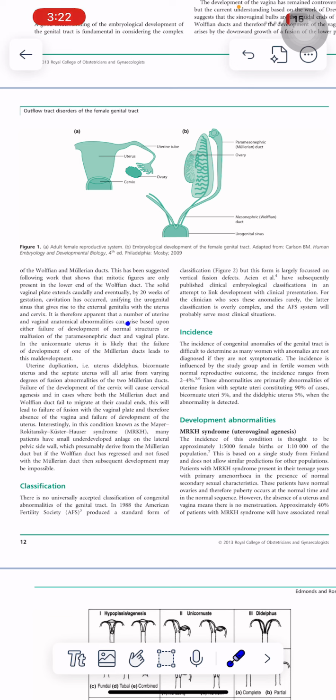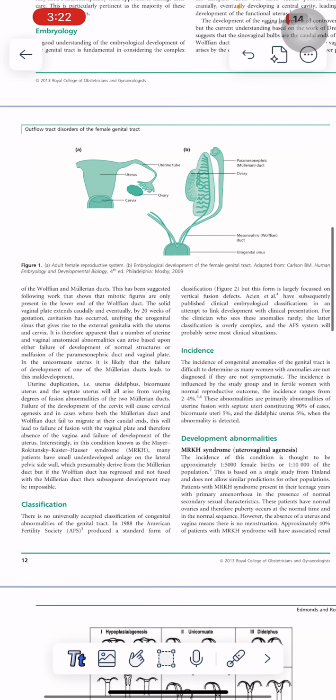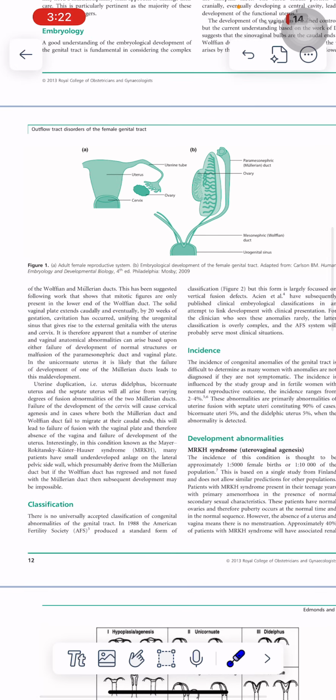It is therefore apparent that a number of uterine and vaginal anatomic abnormalities arise based upon either failure of development of normal structures or malfusion of the paramesonephric duct and vaginal plate. So in unicornuate uterus, it is likely that failure of development of one of the Mullerian ducts leads to its maldevelopment. You have seen this picture. This is the ovary, this is the paramesonephric duct, the mesonephric or Wolffian duct that will regress, and the urogenital sinus.